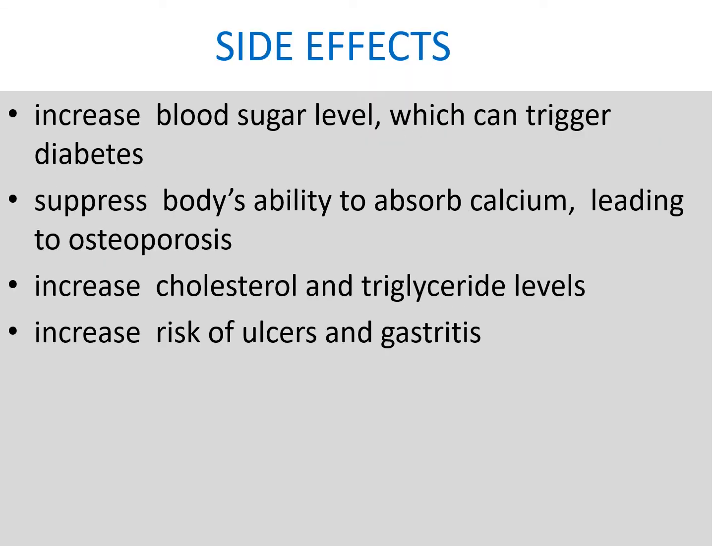Side effects are those of the anabolic effects: increased blood sugar level, which can cause diabetes in these patients, and then the body's ability to absorb calcium decreases, and it also causes osteoporosis. Then, as we all read, there is increased cholesterol and triglyceride levels, increased fat deposition, and increased risk of ulcers and gastritis.